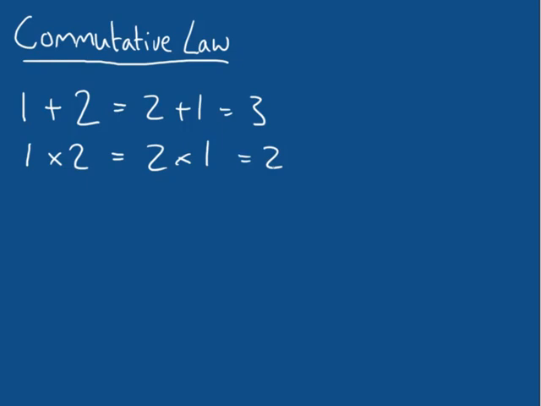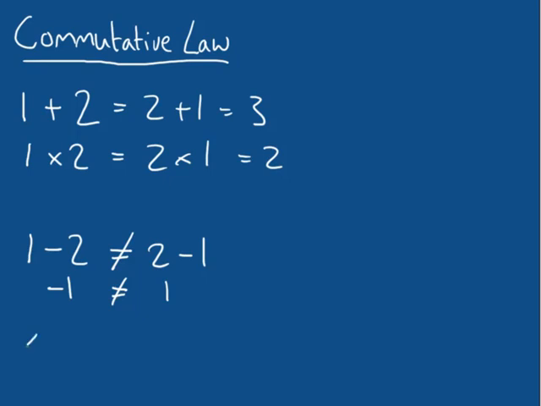Now it is worth noting that only addition and multiplication are commutative. Subtraction is not commutative. If I had 1 minus 2, that does not equal 2 minus 1. We can see that 1 minus 2 is minus 1. 2 minus 1 is 1. They are not equal. So subtraction is not commutative, and neither is division.